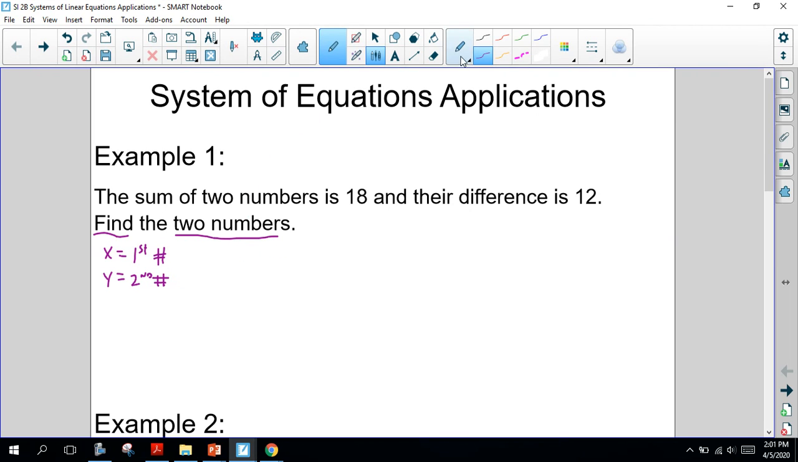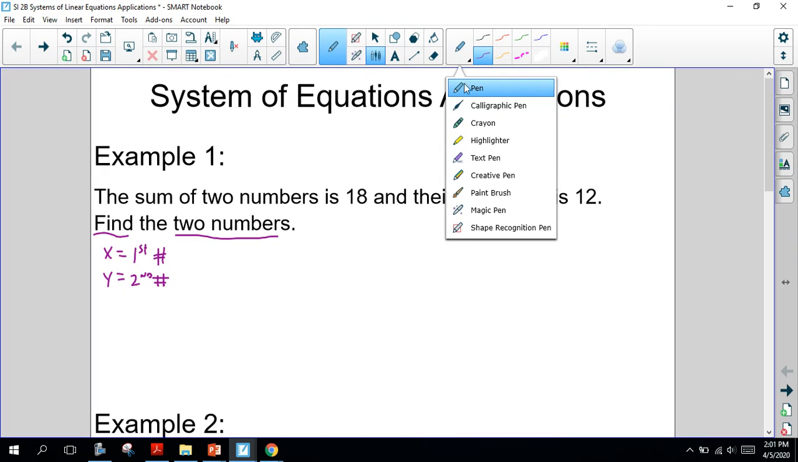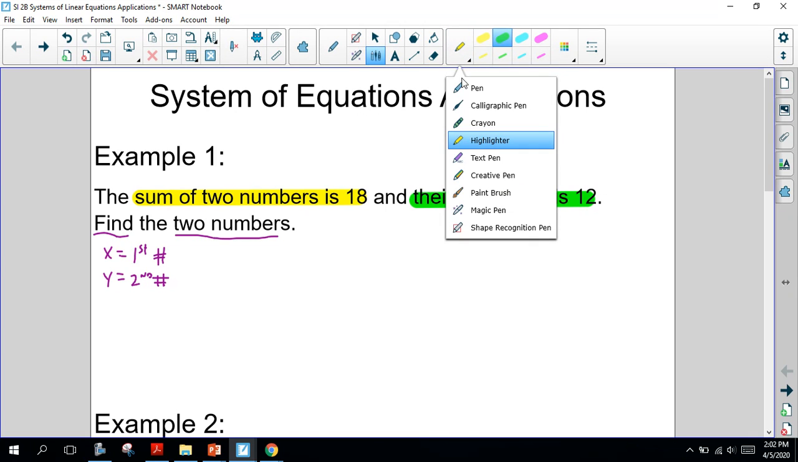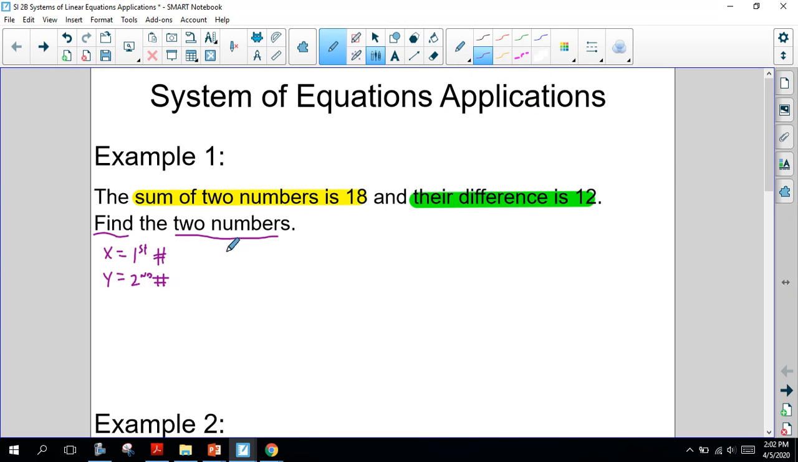Now, when I'm looking at this, a strategy we've talked about with writing equations when we have systems is that sometimes there are themes. Another strategy, which is what I'm going to look at here, is that sometimes a sentence or a phrase represents an equation all by itself. So here it says the sum of two numbers is 18, and the next sentence or phrase says their difference is 12. Each of those phrases or sentences, if you will, is going to represent an equation.